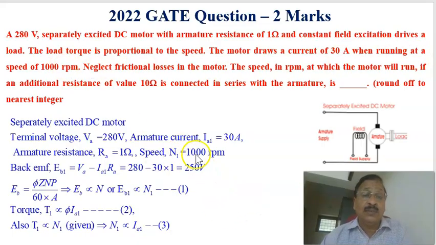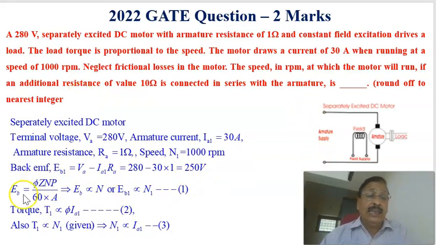That is, we are taking N1 as 1000 RPM and the corresponding current IA1 as 30 amperes and RA equal to 1 ohm. And the corresponding back EMF when it is running at 1000 RPM, EB1, in the first case where N1 equal to 1000 RPM, is given by VA, the armature voltage 280, minus IA1 into RA, IA1 equal to 30 amperes into RA equal to 1 ohm, which is equal to 250 volts. Therefore, the back EMF EB1 corresponding to the speed 1000 RPM is 250 volts.